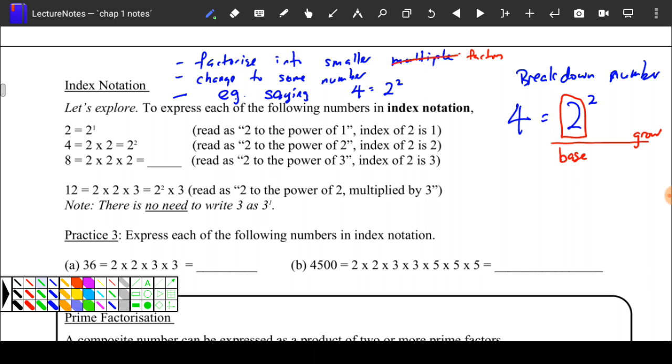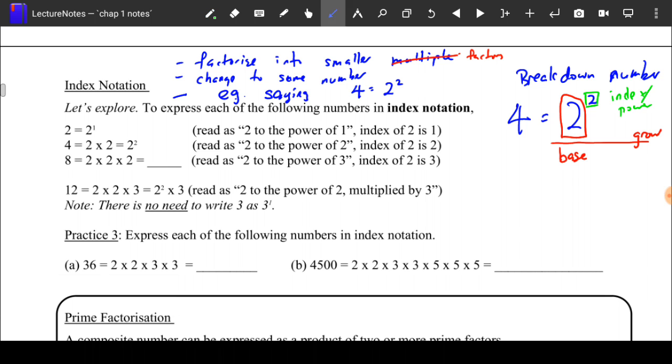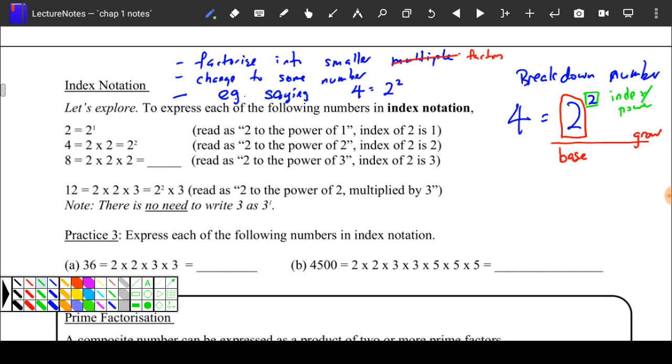Okay, now the small number here actually has a name. It's called index or power. So far clear? Okay, so let's learn how to break down. So we go to the first example. We say, 2 is equals to 2 times 1, right? So it's just 2. 4 is equals to 2 times 2. So another way of writing 2 times 2 is 2 to the power of 2. What about 8? 8 is 2 times 2 times 2, so there's three 2s, so you take 2 to the power of 3. Get the idea so far?